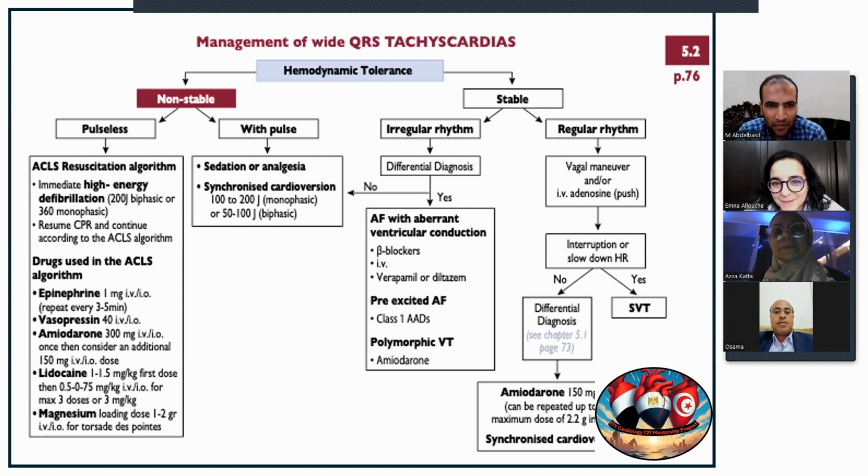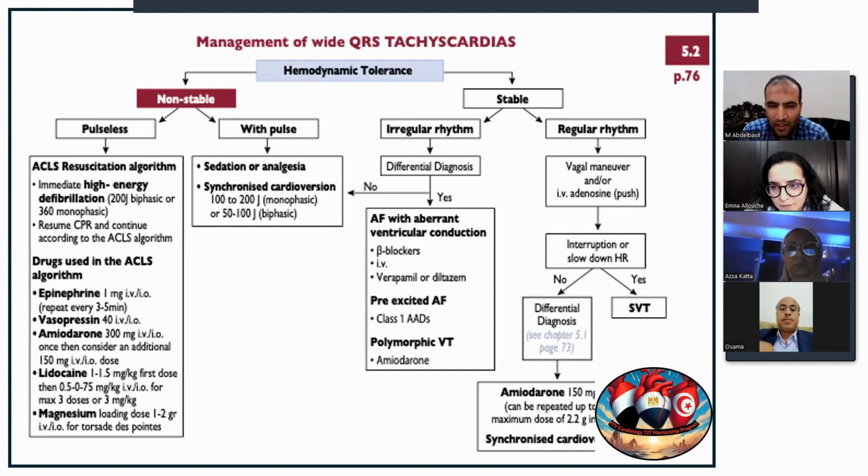So back to the management of wide complex tachycardia, we said if the patient is unstable, we will go for DC shock. If the patient is stable, the message Dr. Azza said is that we have to deal with all patients as ventricular tachycardia until proven otherwise. If it is a stable wide complex tachycardia, we could safely try amiodarone. Even if it is supraventricular tachycardia, it could be safe. But if there is a stable patient and we have time, we could consult an electrophysiologist for accurate diagnosis of the type of ventricular tachycardia.